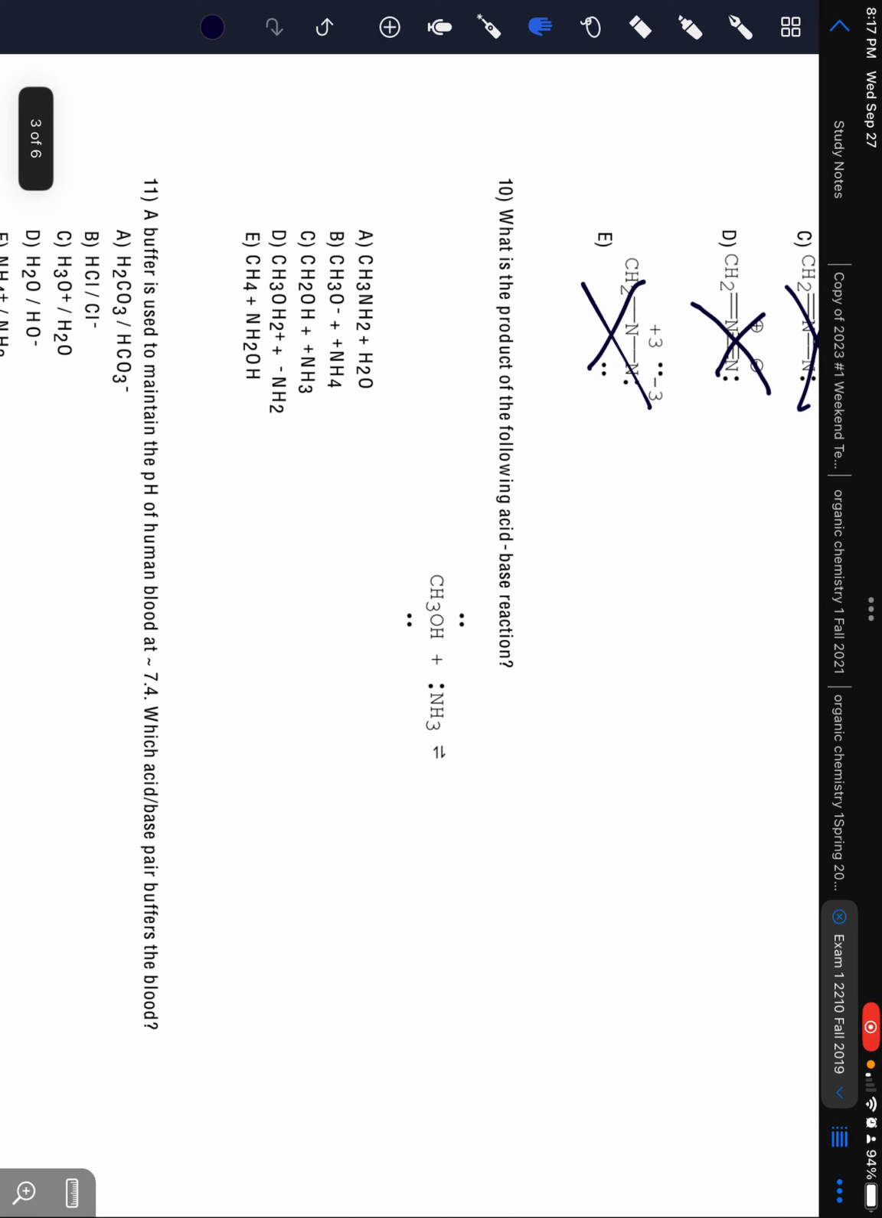What is the product of the following acid-base reaction? This is my acid, this is my base. So therefore this loses the proton, this gains one. There should be a plus charge on the NH4. It's printed a little weird, but it is that one.